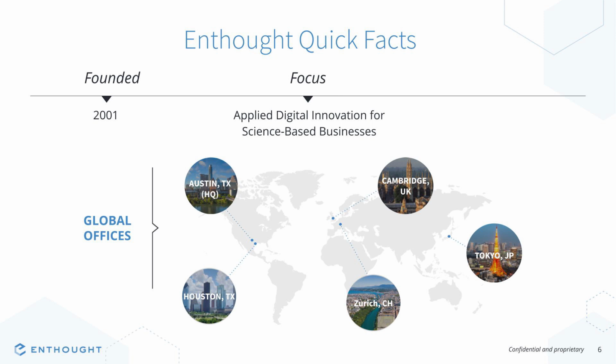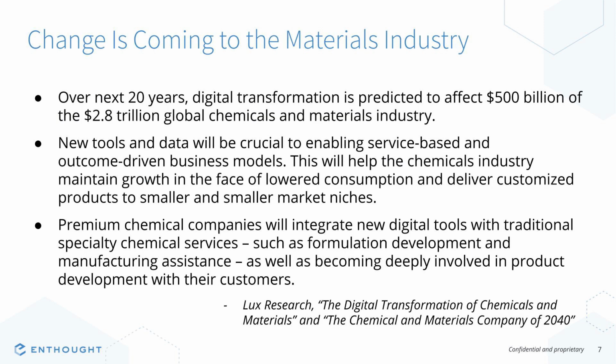And at NThought, we're seeing a lot of the changes that are coming to the chemicals and materials industry. Some of these changes are summarized quite well by Lux Research. So here's some quotes from there. To go over that, digital transformation is expected to touch large segments in the chemicals and materials industries in the next decade and the one after.